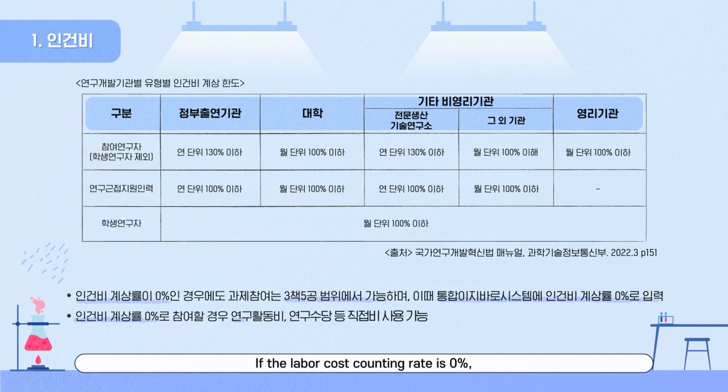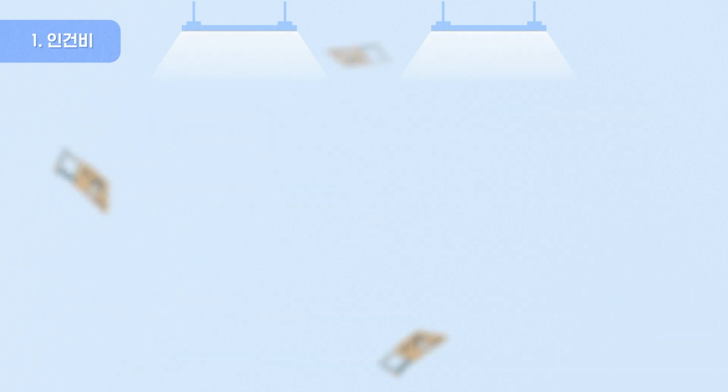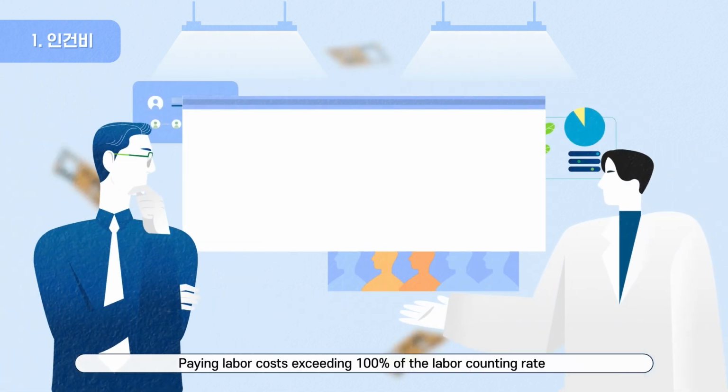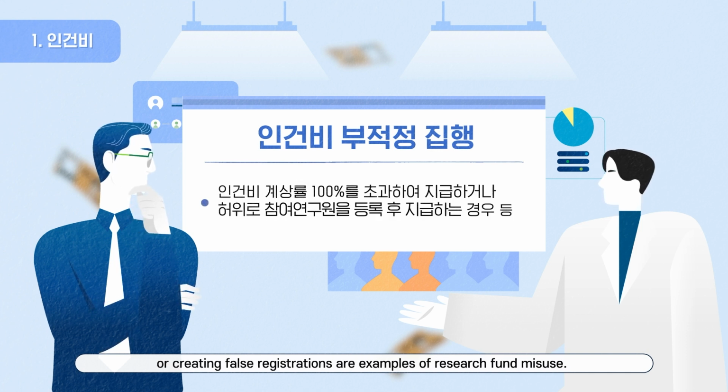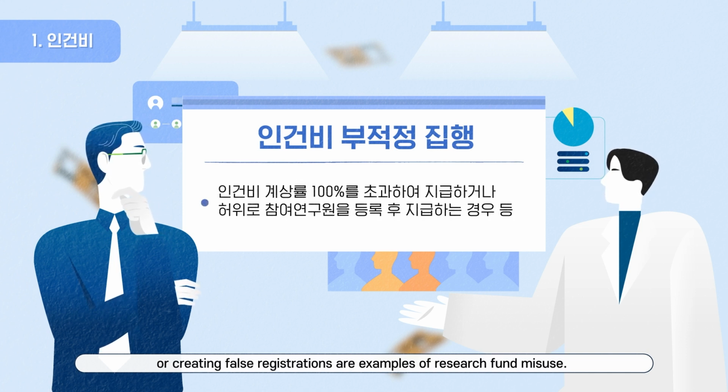If the labor cost counting rate is 0%, 0% should be entered as 0% on the integrated Easy Barrow system. Participants who set their personnel expenses reimbursement rate at 0% will not be eligible to receive personnel expenses. However, direct costs such as research activity fee are still available for use. Paying labor costs exceeding 100% of the labor counting rate or creating false registrations are examples of research fund misuse.